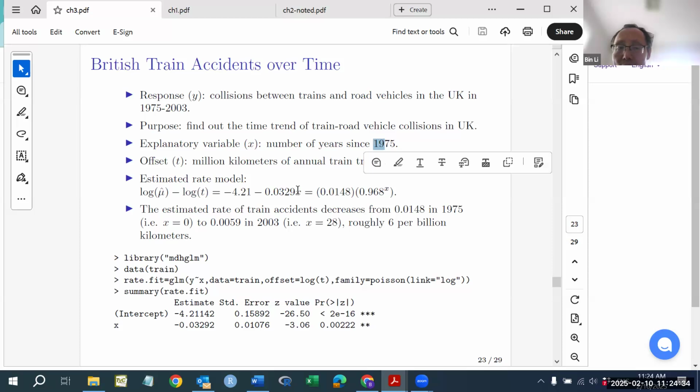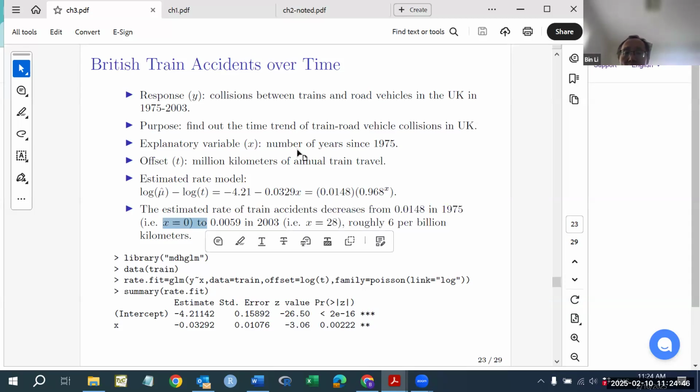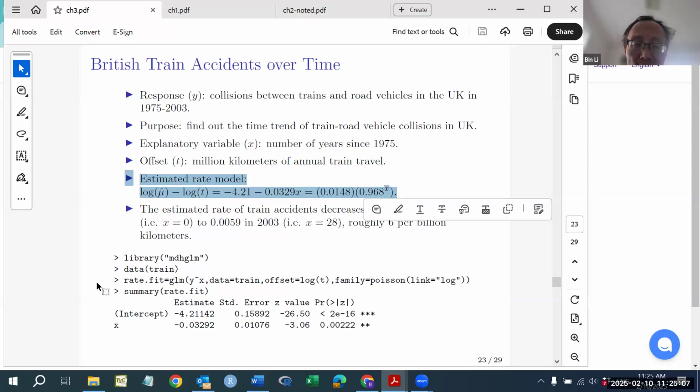Okay, so start with X, which is the number of years after 1975. So 1975 corresponds to X equals 0, and we have data from 1975 to 2003. For 2003, X is 28, that's 28 years after 1975.